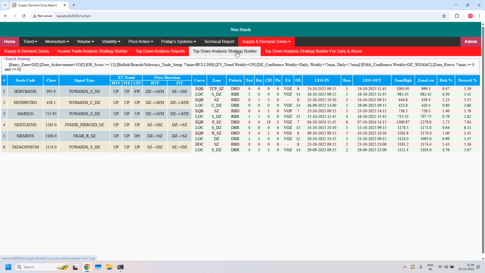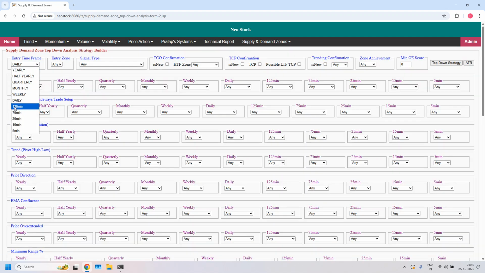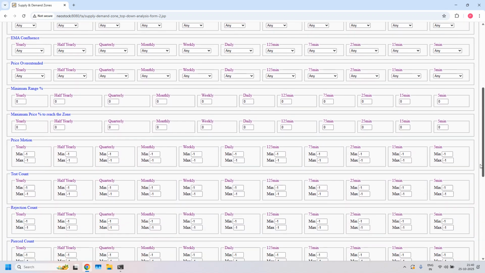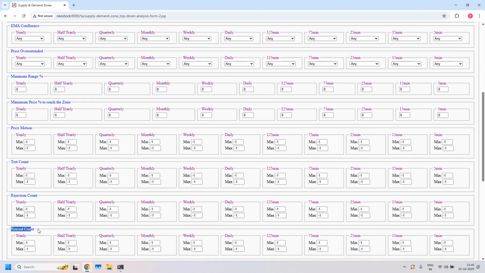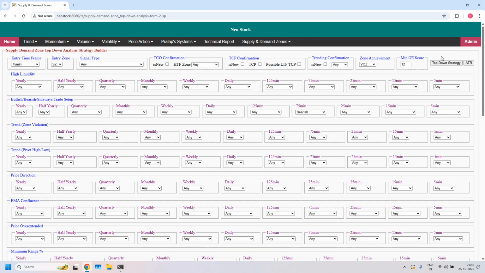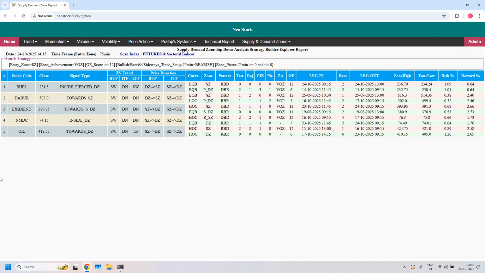Next, bearish trade setup for weekly income trade. 75 minutes supply zone, bearish, VOZ, minimum order enhancer 12, 75 minutes supply zone should not be pierced. Minimum value 0, maximum value 0. So with these filters we got 5 stocks supporting the bearish trade setup for weekly income trade.